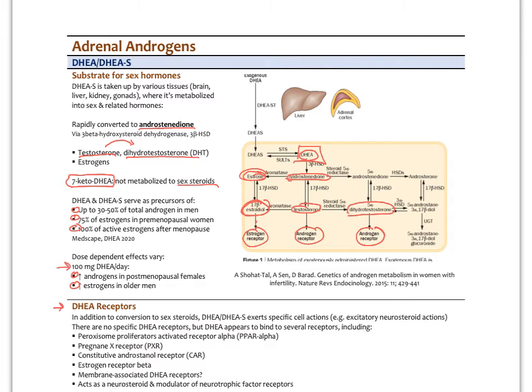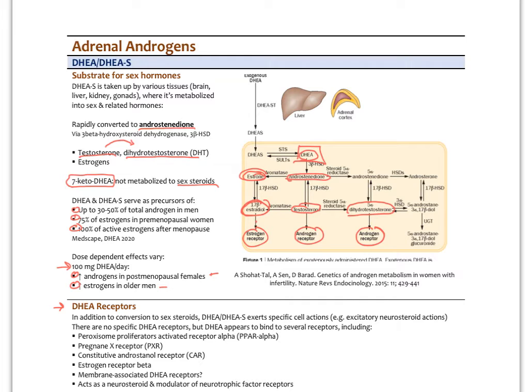But up to 100 milligrams a day, we do see the androgens going up in females and estrogens in older men. So that's probably too much. Again, in females, we're usually using between 5 and 10 milligrams a day of DHEA if we're supplementing it, and males usually not going above 20 milligrams a day.